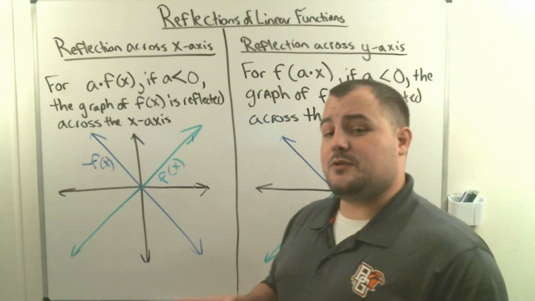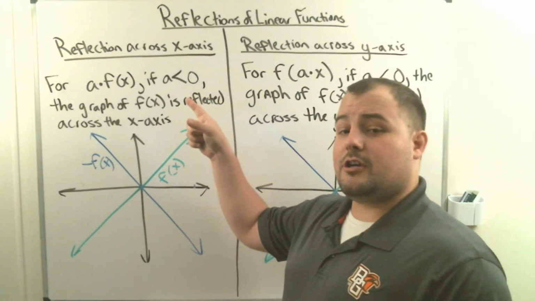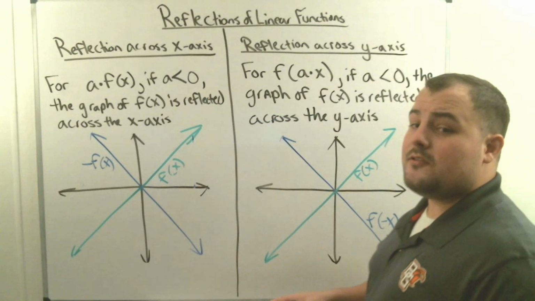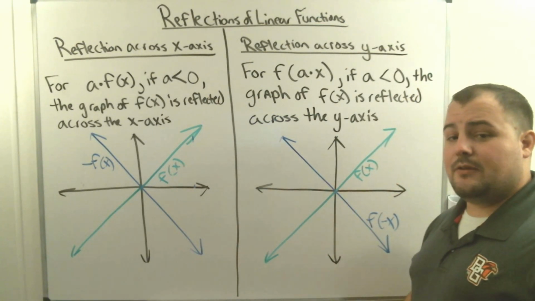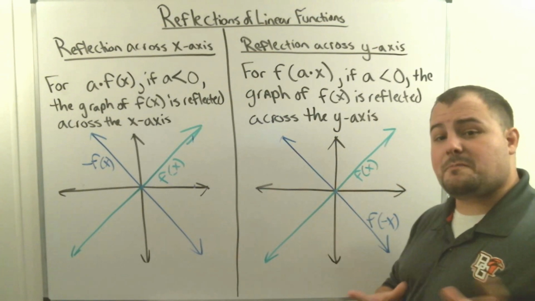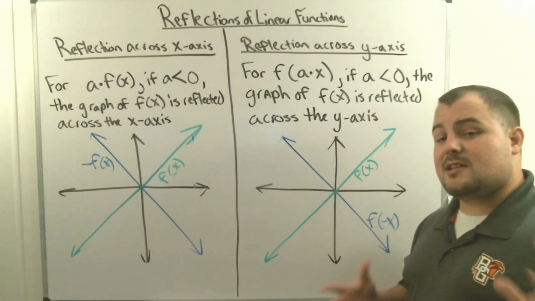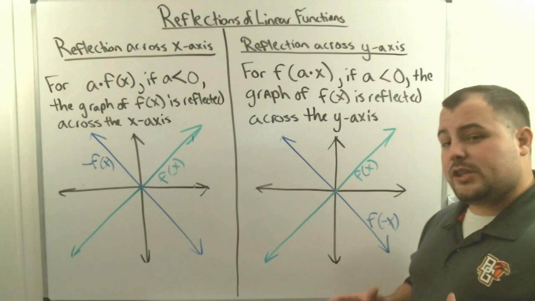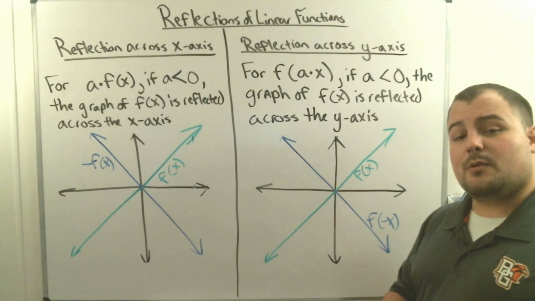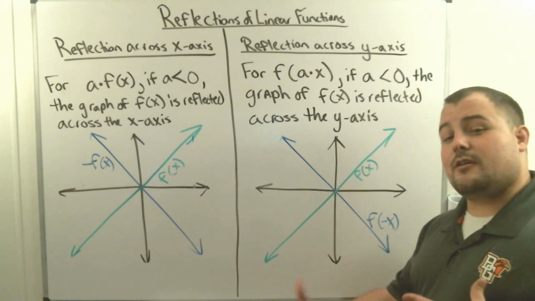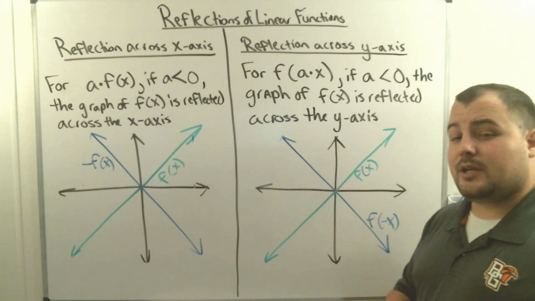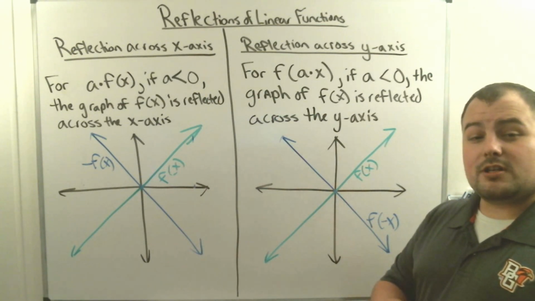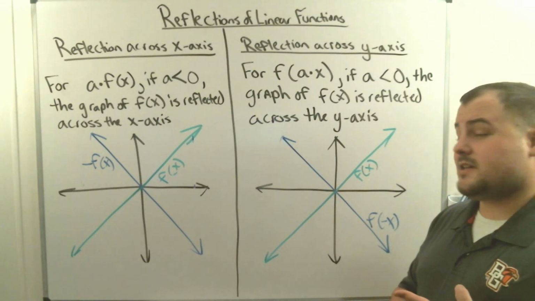Now we have two types of reflections. We have a reflection across the x-axis, so make sure you copy this down, and we have a reflection across the y-axis. Make sure you copy this down. And if you look at these two pictures, they're pretty much exactly the same. That's because they are exactly the same. The only thing that's different is the number that's multiplying by x, kind of like our vertical and horizontal stretches and compressions. The number that's multiplying by x, or our slope, is going to tell us if it's going to be across the x-axis or across the y-axis.